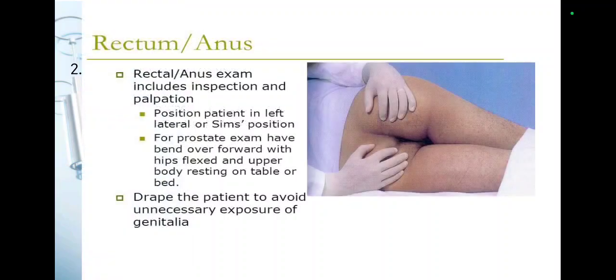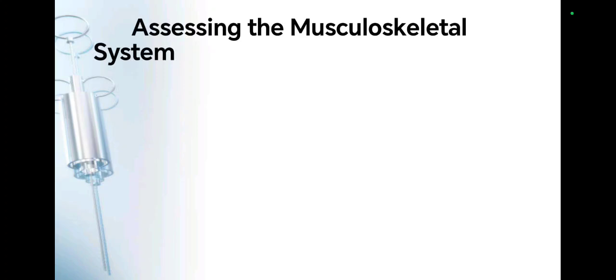So, in assessing the rectum or anus of the patient, place the patient in a left lateral or Sims position. For prostate exam for male patients, have them bend over forward with hips flexed and upper body resting on the table or bed. So drape the patient properly to avoid unnecessary exposure of the genitalia. So do not forget to use gloved hands, okay? So that's all for your gastrointestinal system.